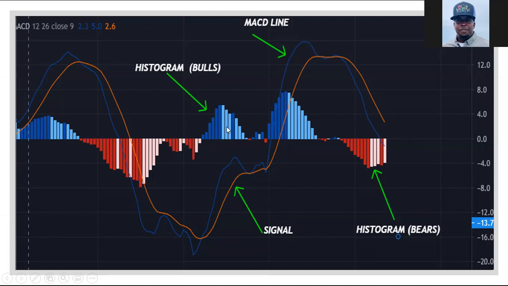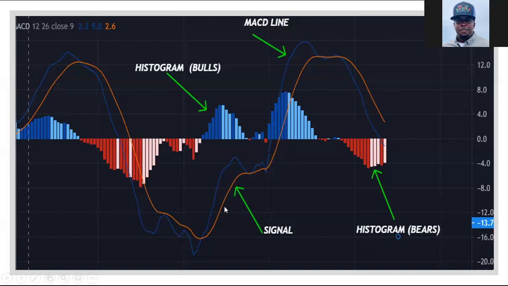Now, when you see these histogram bars getting dark, you know that there are strong buyers. But when you see them getting lighter, the buyers are starting to die down, but they're not done yet. Just know that there is a pullback about to happen in the market because the buyers are starting to lose control and the sellers will start to take over. So that strong buy is going to be dark blue and that pullback is going to start being that light blue.